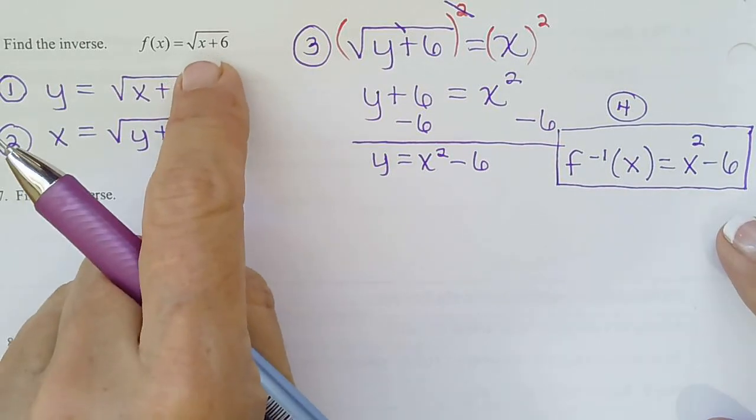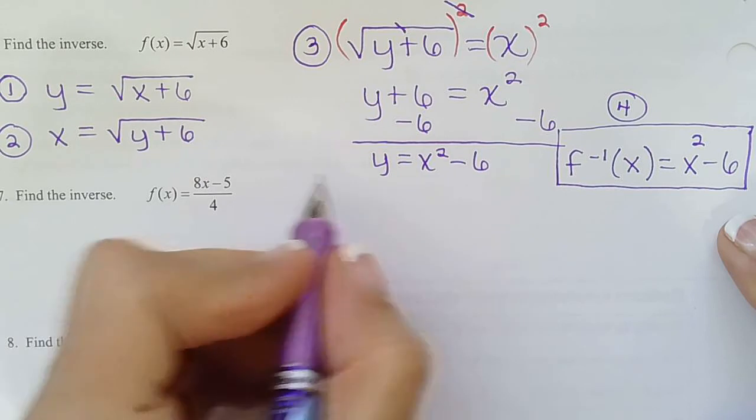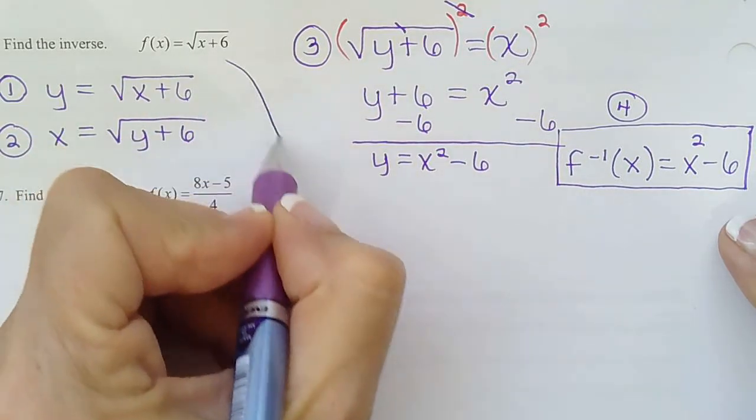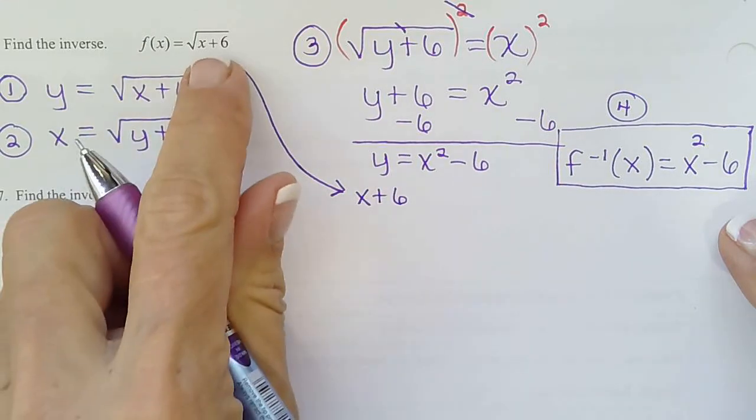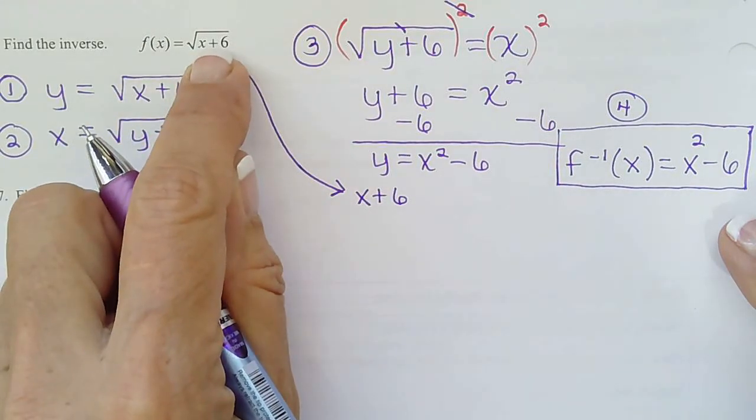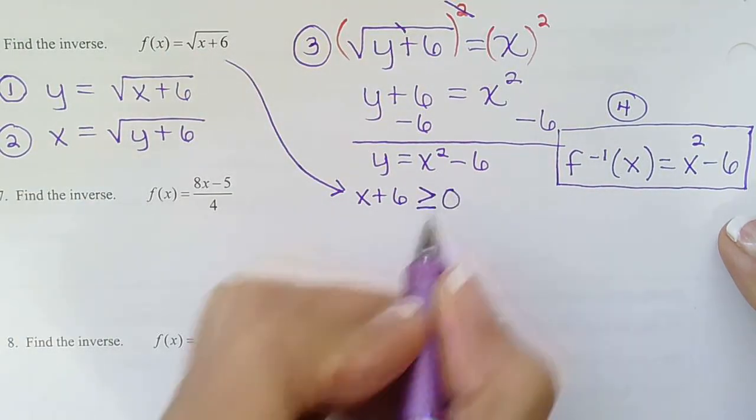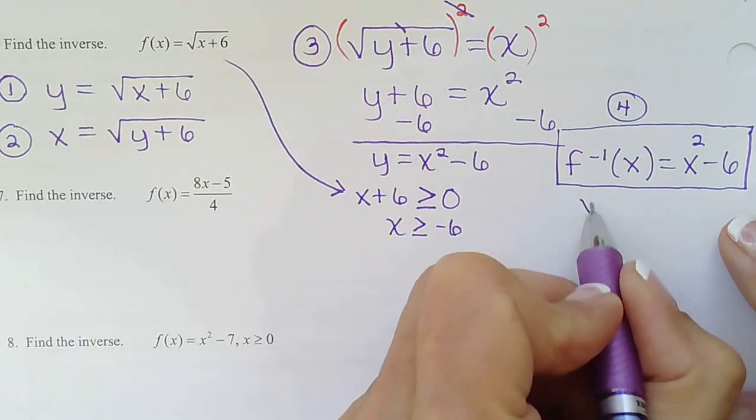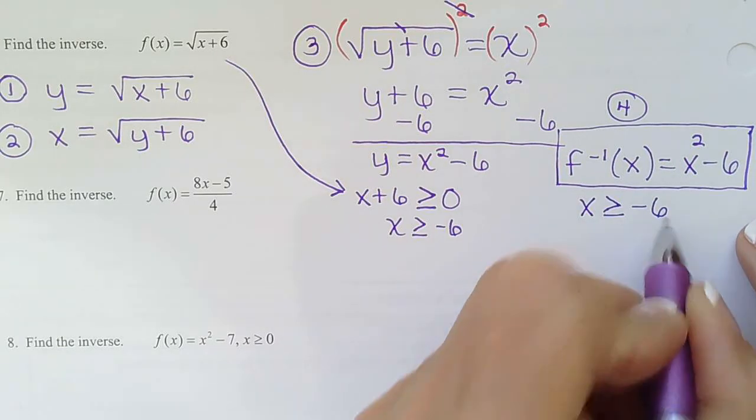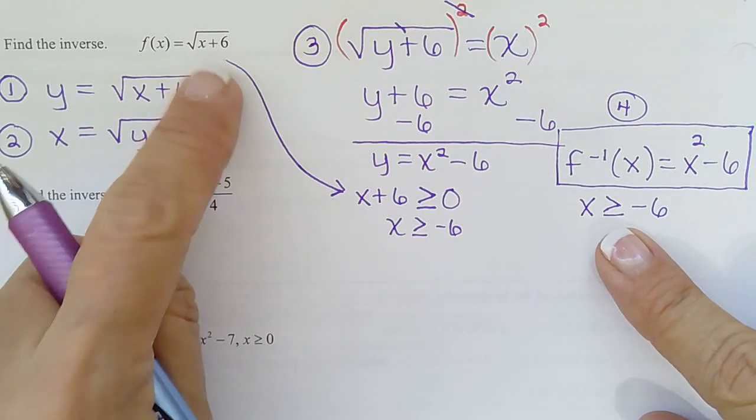I do need to put a restriction on the domain though. Remember how this has to be positive under a square root? So when we do domain, we say, and this is on your final exam, by the way, is finding the domain of a radical. We say this can be 0 or positive. We can't have a negative underneath, otherwise we have an imaginary number. So 0 or positive means greater than or equal to 0. So that means x must be greater than or equal to negative 6 in order for that to be true. So x must be greater than or equal to negative 6.